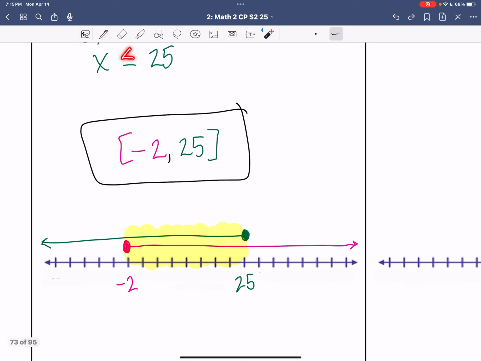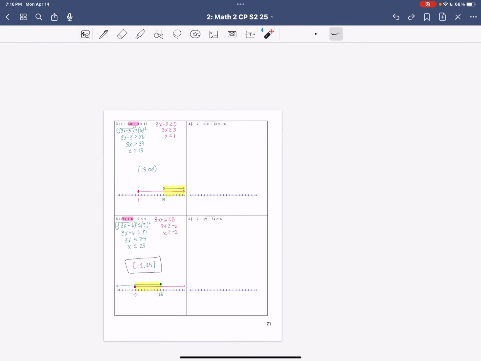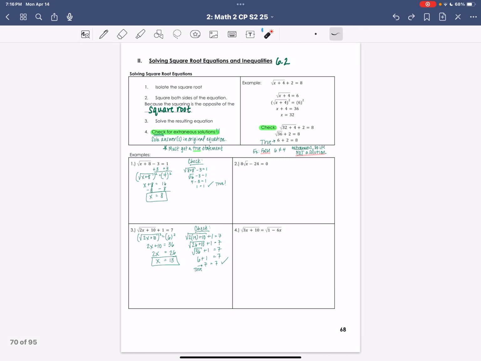Or I'm sorry, did I say less than or greater than? I meant to say less than. All right, so closed, and it's going to go this way. Again, obviously my points aren't accurate as far as numbers counting, but wherever it overlaps is the solution. And since this is closed, bracket, and since this is closed, bracket. All right, you're going to go ahead and complete the rest, and that is how you solve square root equations and inequalities.